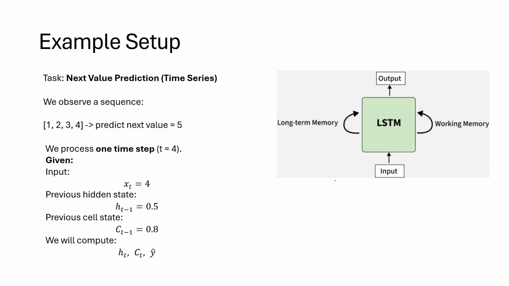Okay, let's start by setting up an example. We have a time series of the values 1, 2, 3, 4, and we want to predict the next value, which is 5. So we will have as an input 1, 2, 3, and 4, and we wish that our network would predict a value of something very close to 5 or 5 itself. So we will do only the final time step where we input 4 and get 5.